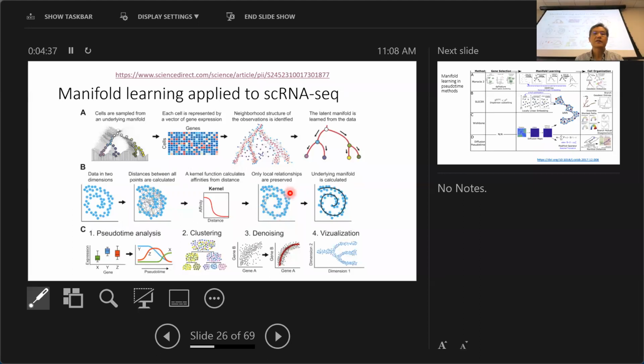Once you have this network, you can start to move from one cell to another. For example, if you move from this cell to this one, you have to go all the way across the network in small steps until you reach it. Through that process, you actually learn the underlying manifold structure by computing the distance, the steps, from each cell to the other cells.